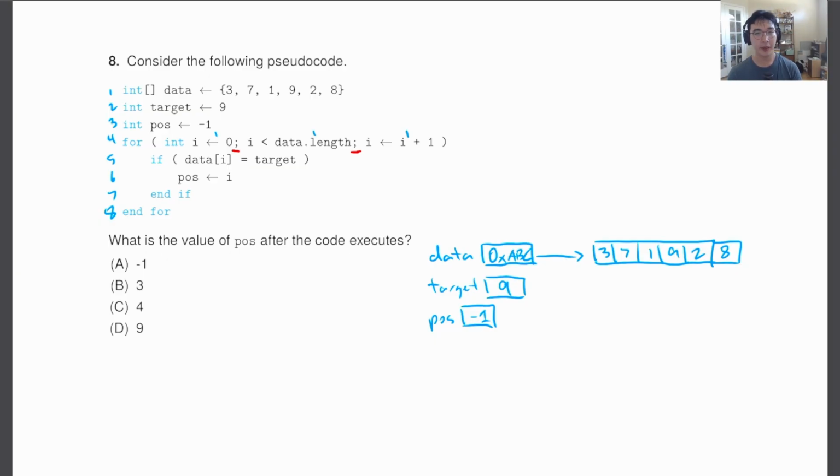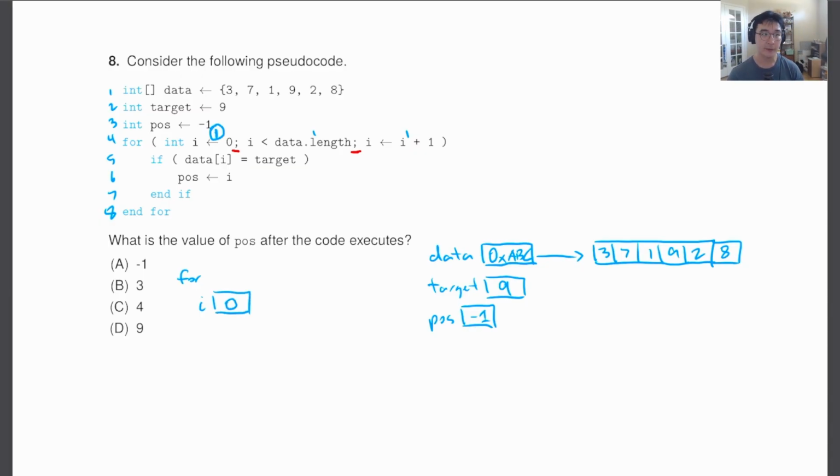Now, the way you read a for loop header is like so. The first thing you do when you approach a for loop is you always go here first. So what we're doing is we're creating a variable called I, and it has the value of 0. So let's have some room here. We're in the for loop, and I has the value of 0.